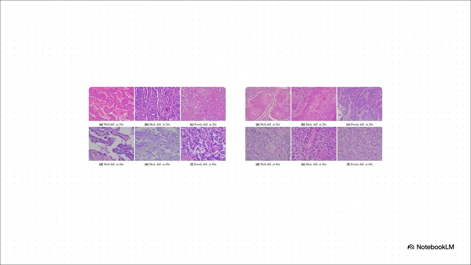And when you look at it visually, it's pretty wild. Notice how the cellular structure literally breaks down and gets way more chaotic as you move from the well-differentiated tumors, which still have some recognizable structure to them, over to the poorly differentiated forms of cancer. Those basically just look like completely unrecognizable sheets of abnormal cells.